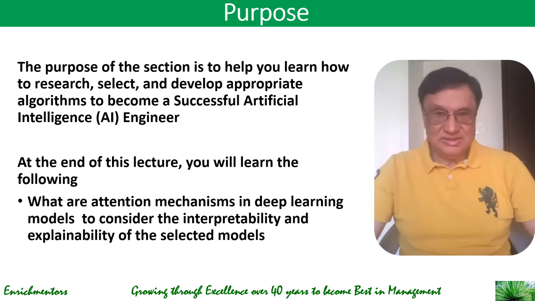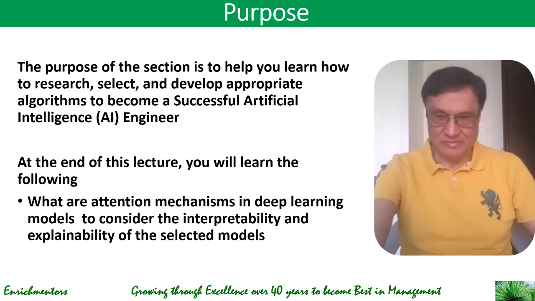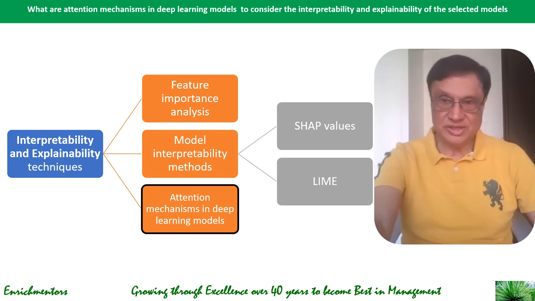So in this lecture we will talk about what are the different attention mechanisms in deep learning models that can help you consider the interpretability and explainability of the selected models. We are on the topic of interpretability and explainability. So, what do you think are the attention mechanisms in deep learning models that can help you consider the interpretability and explainability of selected models? Anything that you know that you like to share?